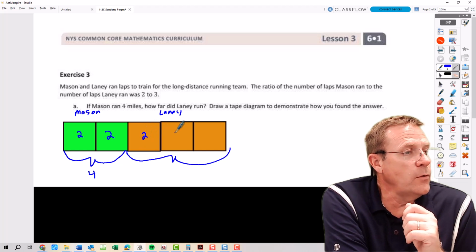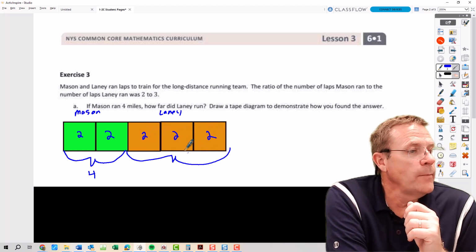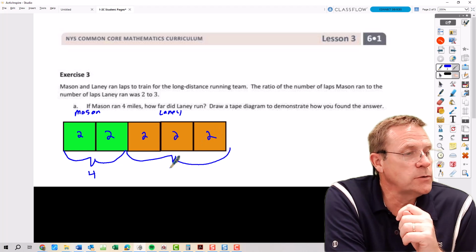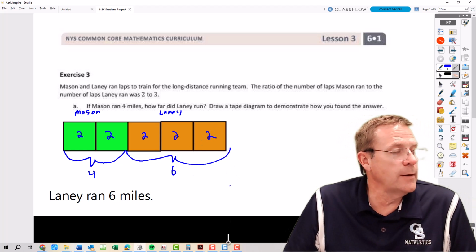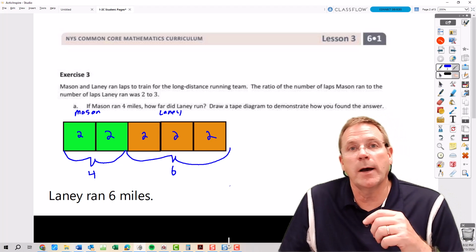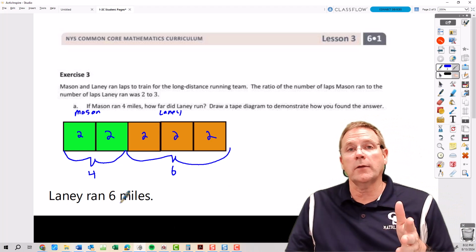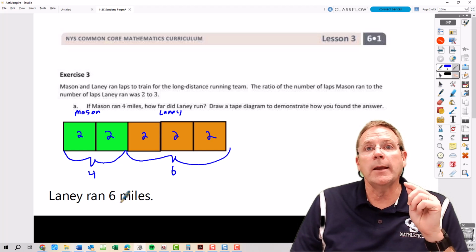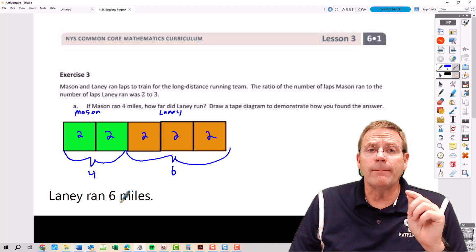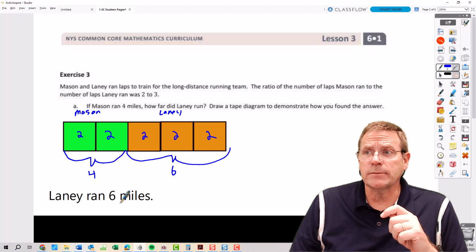So we're going to make those all go 2 as well, and that means 2 plus 2 plus 2. That means it's going to give us 6. So we can say then that Laney ran 6 miles. And you would need to put that word answer in. You can't just write down a 6 and be done. You have to explain what that 6 means. It means that Laney ran 6 miles.